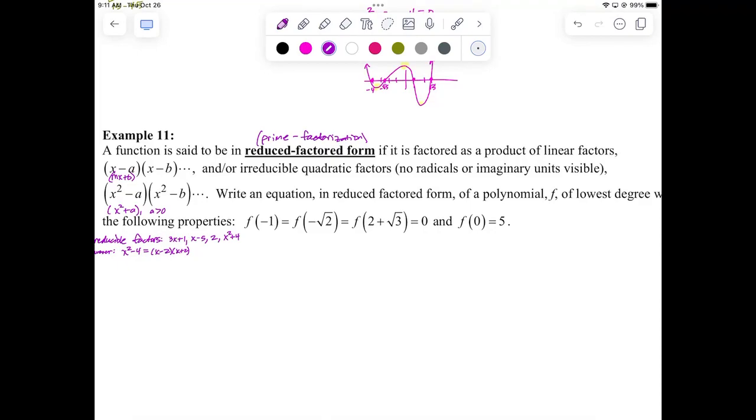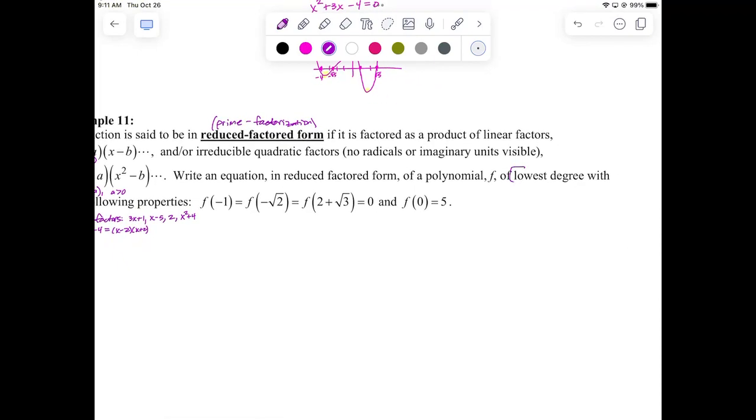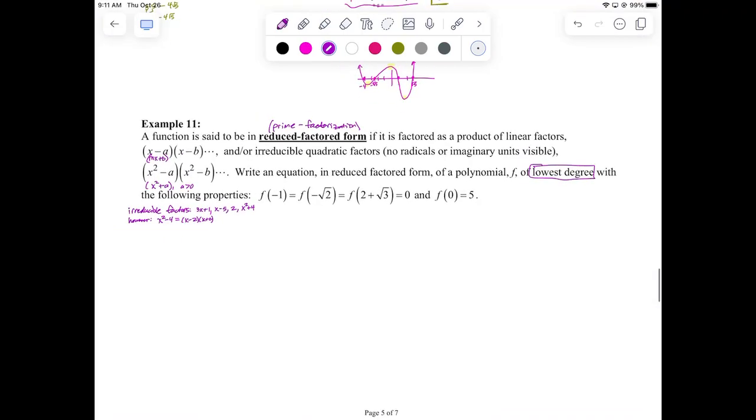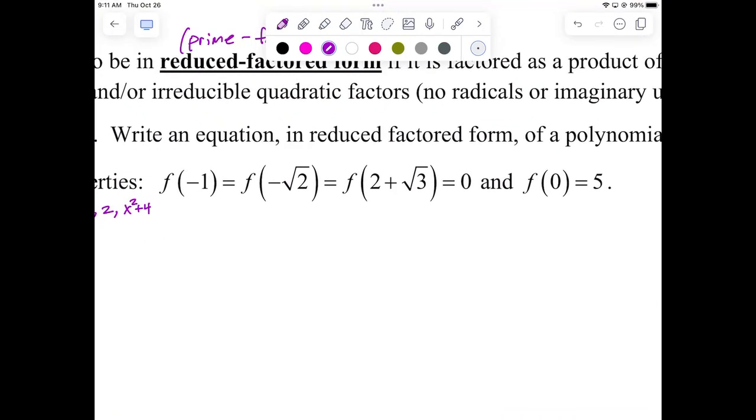Write an equation in reduced factored form of a polynomial of lowest degree with the following properties. Okay, f of negative 1 equals f of negative square root of 2 equals f of 2 plus the square root of 3 equals 0. Oh, and f of 0 equals 5. Okay, well, whenever you are given f of negative 1 equals 0, f of negative square root of 2 equals 0, f of 2 plus square root of 3 equals 0, what does that tell us about these three guys right here? They're roots, right? They're roots. Now, let's go ahead and list all the roots here.